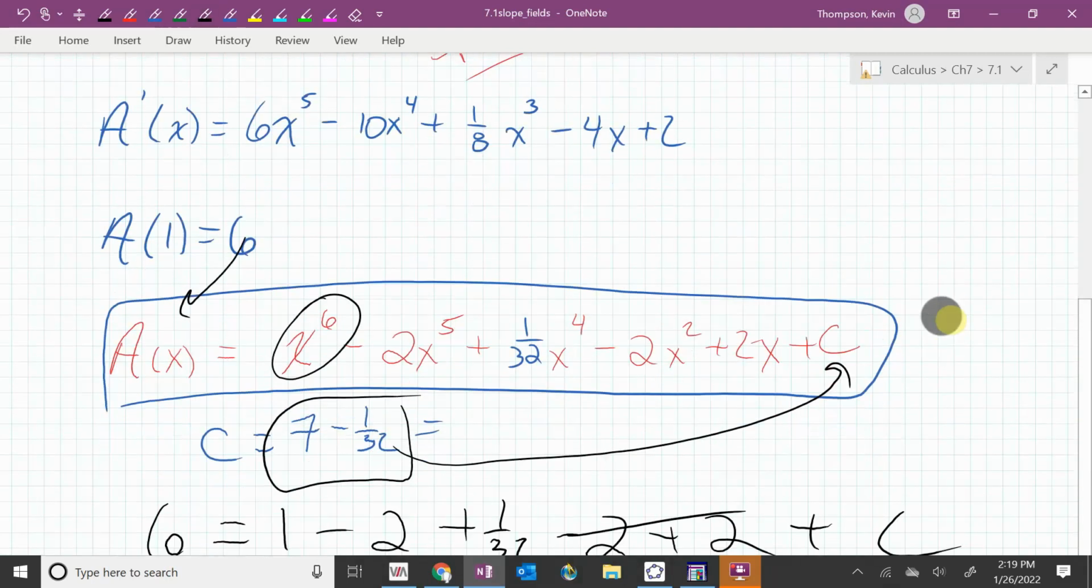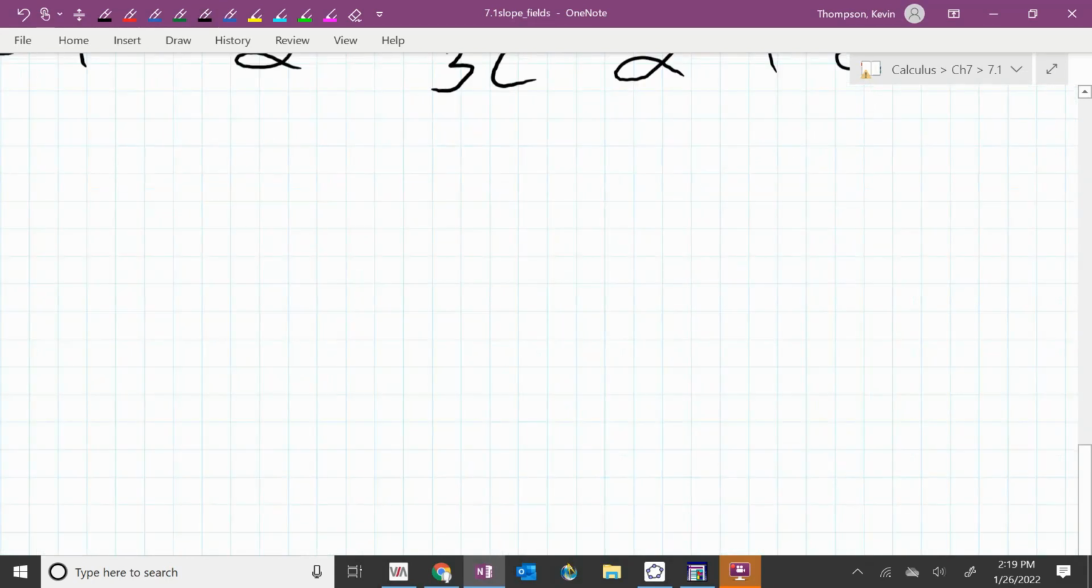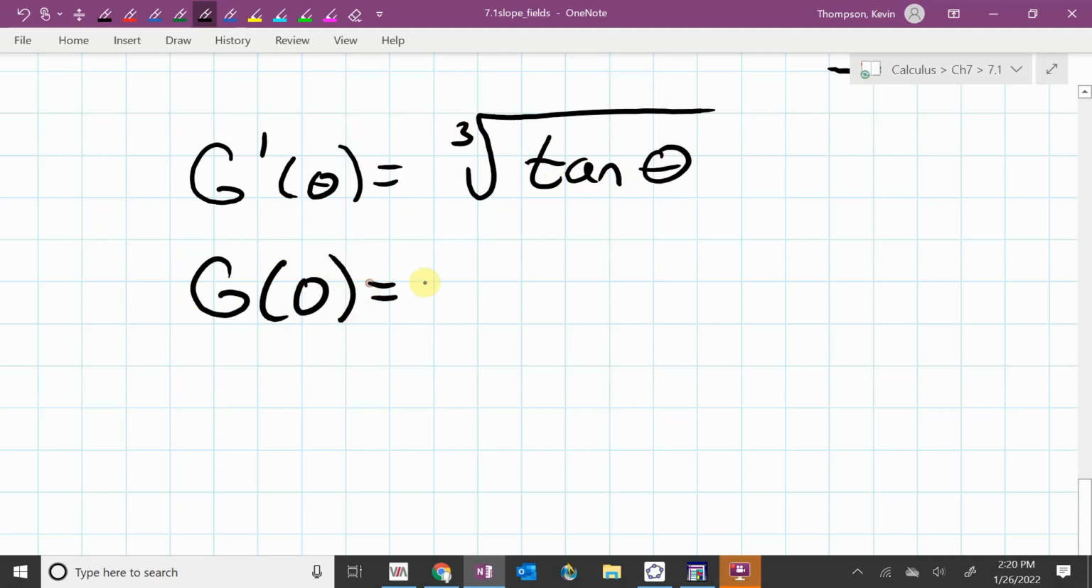We good with finding this antiderivative? Okay, so I want to make it more difficult here, more related to the fundamental theorem. So if I say this, g prime of theta is the cube root of the tangent of theta, and g of 0 equals 4. I'd like you to write g of theta.